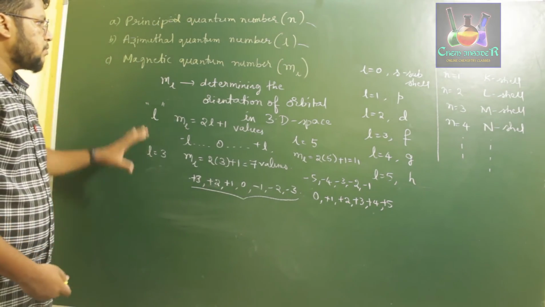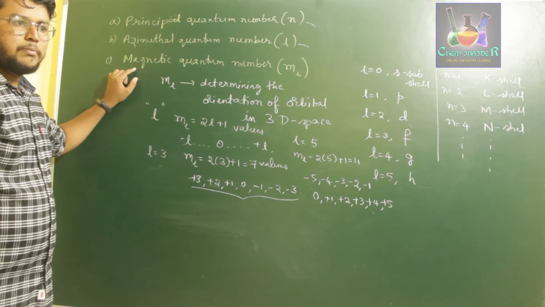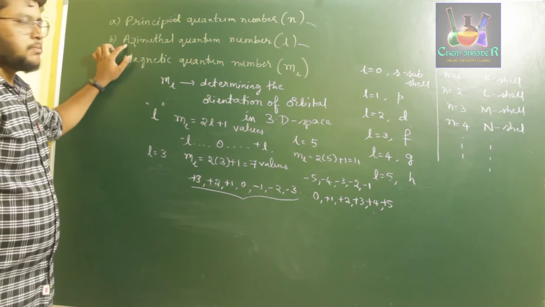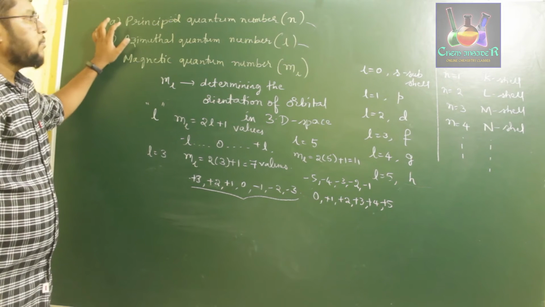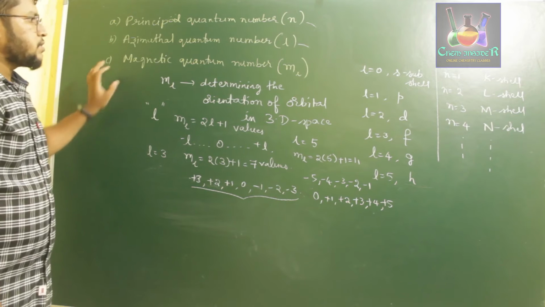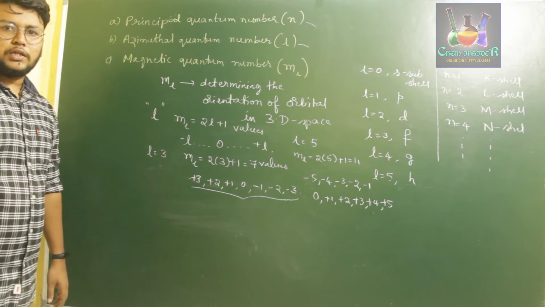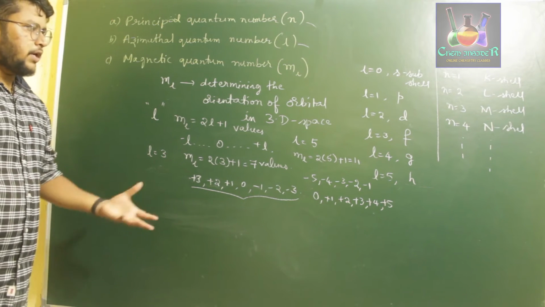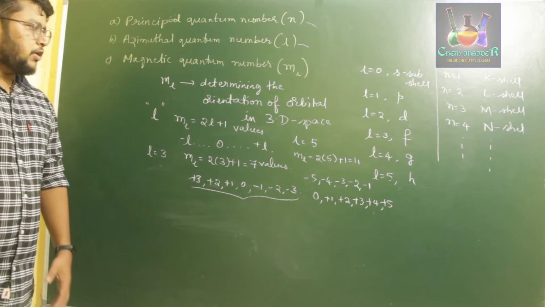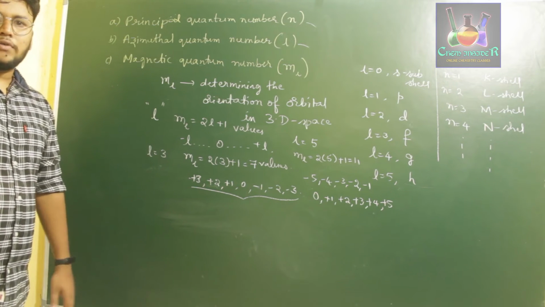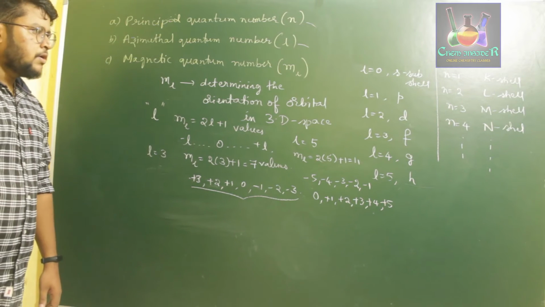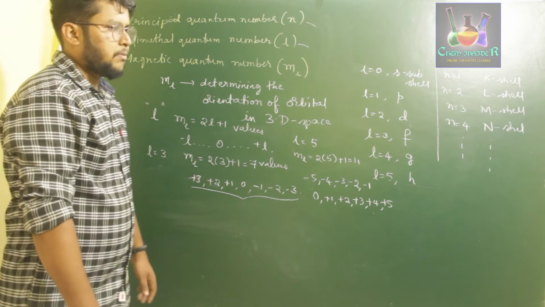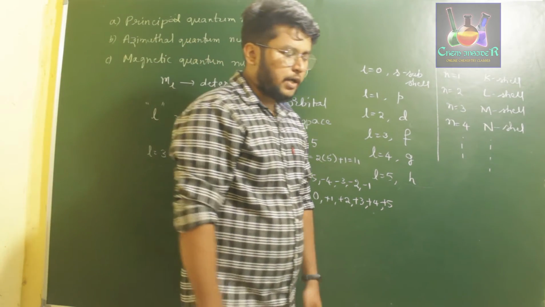So if you observe over here, magnetic quantum number values can be determined by azimuthal quantum number. If you know azimuthal quantum number, it depends upon principal quantum number. So each of these quantum numbers are related to one another in order to find the particular properties of an orbital according to the quantum model of an atom. So this is about the quantum numbers of an atom.